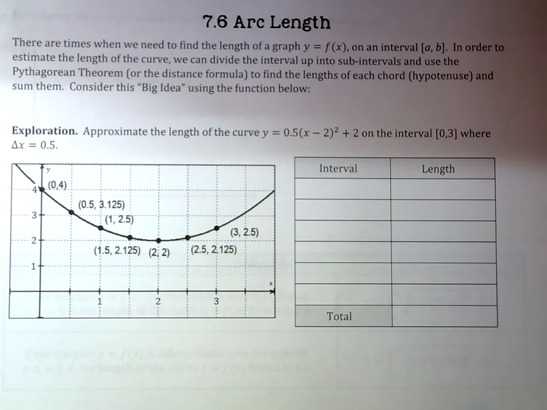All right, my BC kids, here comes section 7.6 on arc length. There's times when you need to find the length of a graph on an interval. So in order to do that, you need to estimate the length of the curve. You divide it into sub-intervals, and then use the distance formula to find the lengths of each chord or each segment, and then add them up.